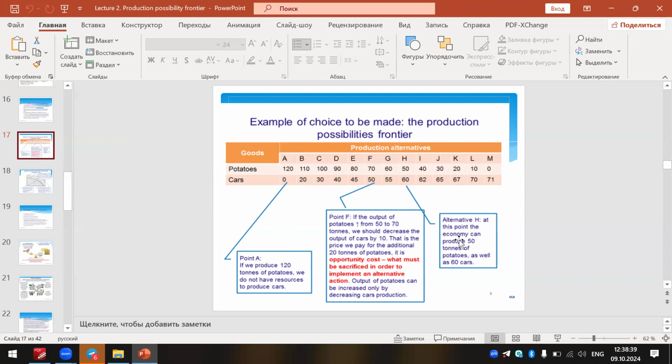An alternative H. At this point, the economy can produce 50 tons of potatoes as well as 60 cars.